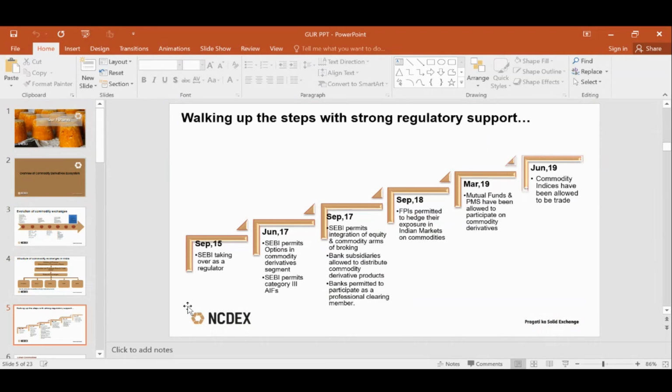Then in March 2019, mutual funds and PMS were allowed to participate in the commodity derivatives segment. Then in 2019, commodity indices were allowed to trade on the exchange, and in 2020, NCDX launched its commodity index Agridex, which is a cumulative of 10 commodities traded on the exchange platform.